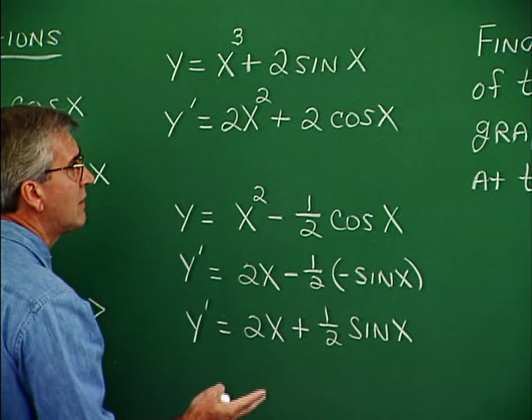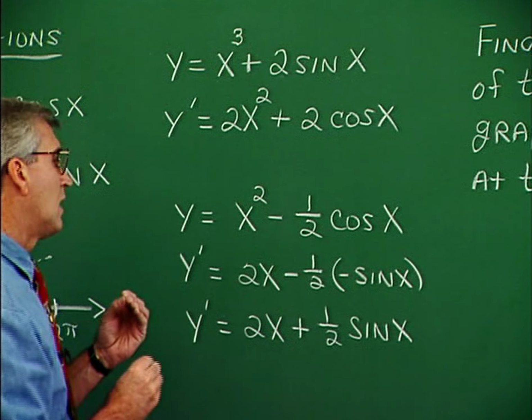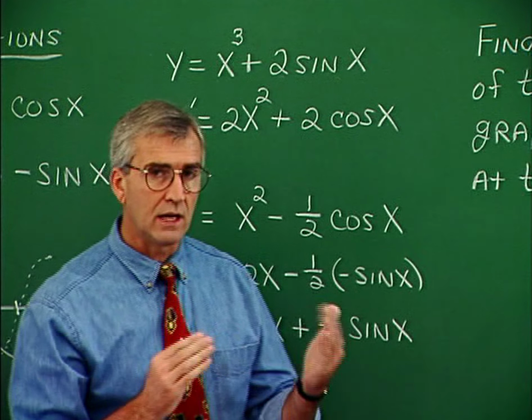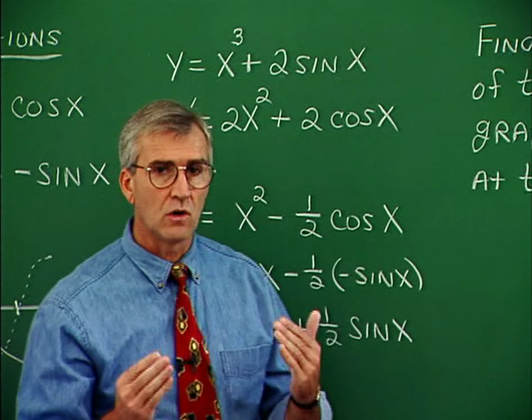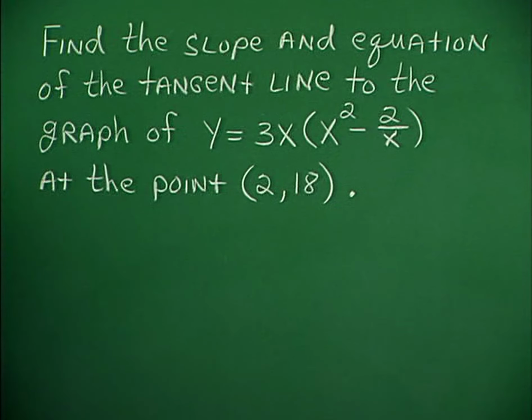So it's relatively easy to deal with functions that involve sine and cosine. We'll get to the other trig functions in the next section. Well, let's talk about a couple of problems. This one says to find the slope and the equation of the tangent line to the graph of this function at the point (2, 18).